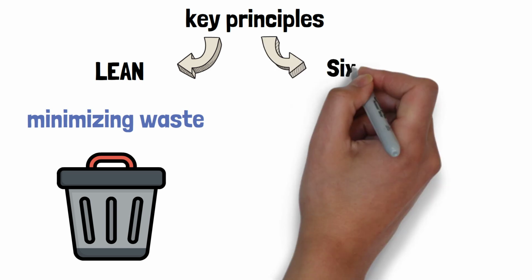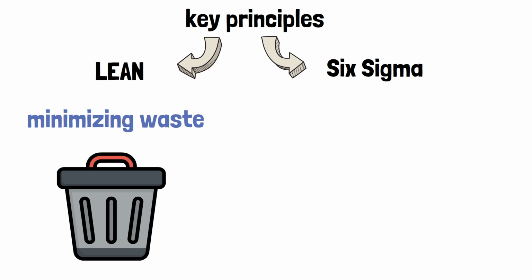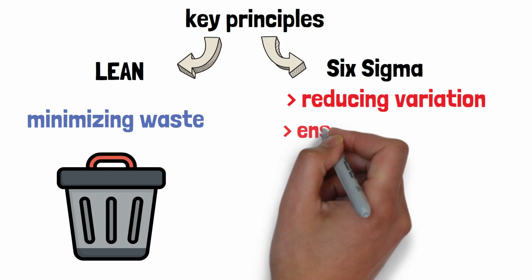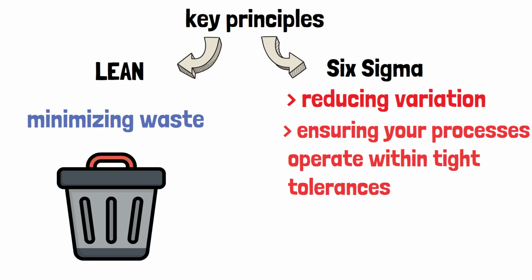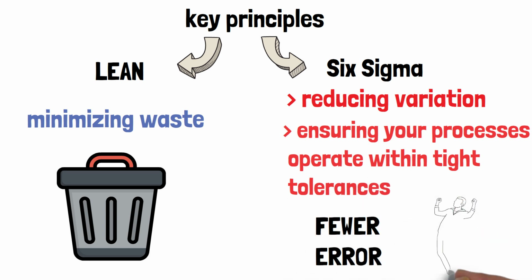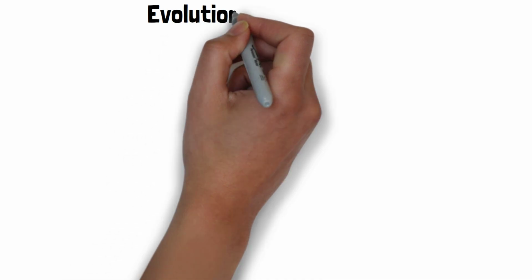Next up, Six Sigma. This focuses on reducing variation and ensuring your processes operate within tight tolerances. Fewer errors, happier customers. The Six Sigma principle existed for a very long time, then the Lean principle got integrated with Six Sigma, which resulted in Lean Six Sigma. Now we will look into the evolution of Six Sigma.